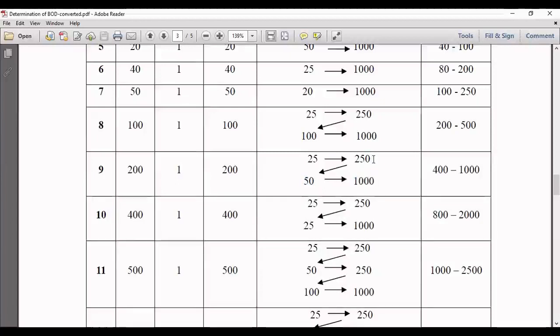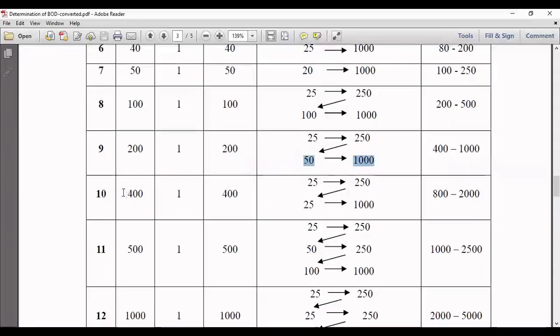So here we have achieved the dilution factor of how much? A dilution factor of 10 here, and in this particular step we have achieved the dilution factor of 20, right? So 10 into 20 will be giving us 200, right?